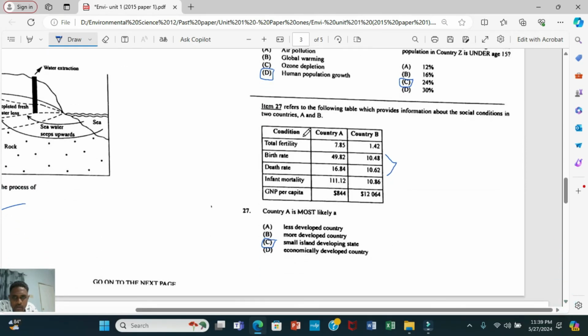27. The item refers to the following table, which provides information about the social condition in two countries A and B. Country A is most likely a, and the answer is C, small island developing state. And please note they would have a high death rate and high birth rate.